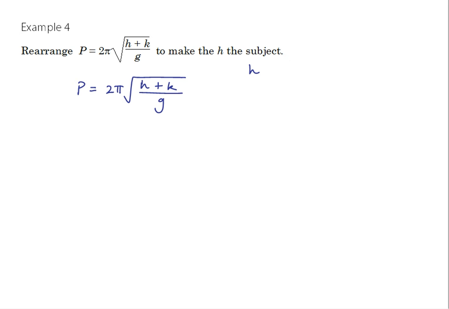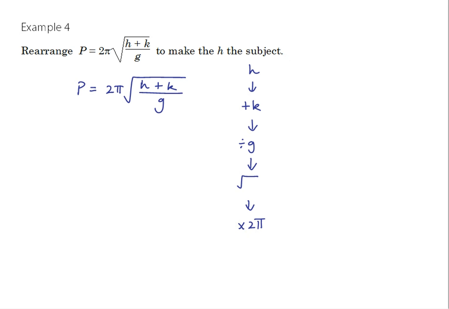So we're starting with h. The first thing happening there is that we add k to h. Then we've divided all of that by g. Then we've taken all of that and taken the square root. And then we've taken all of that and multiplied by 2 pi. So there's lots of steps here, but it's fairly routine.